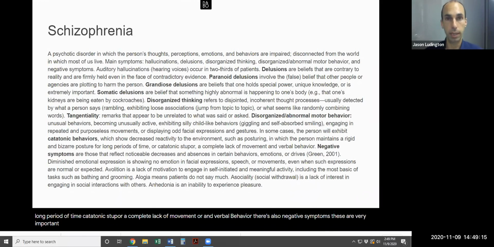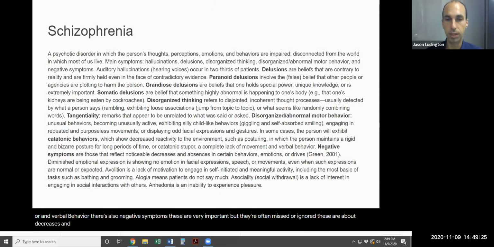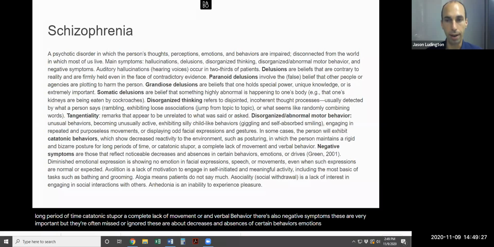These are very important, but they're often missed or ignored. These are noticeable decreases and absences of certain behaviors, emotions, or drives. The diminished emotional expression is showing no emotional expressions, lack of speech, lack of movement, when such expressions are normal or expected.